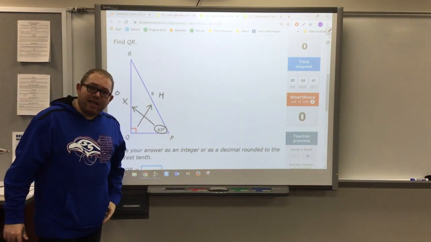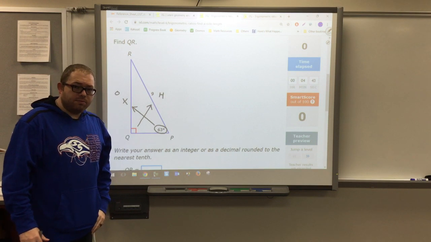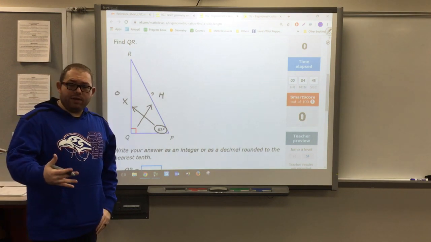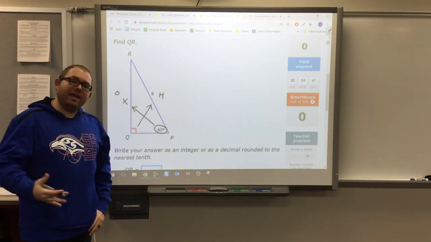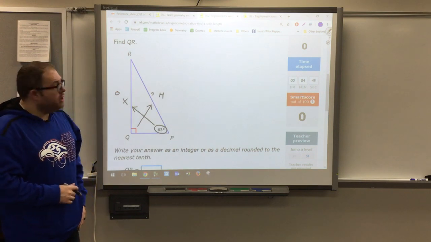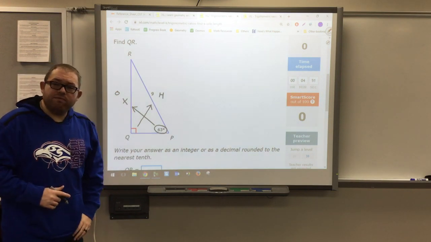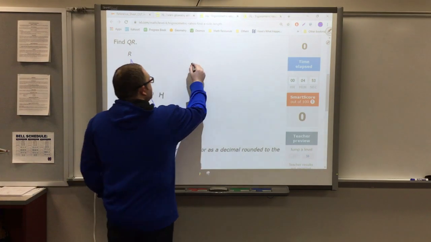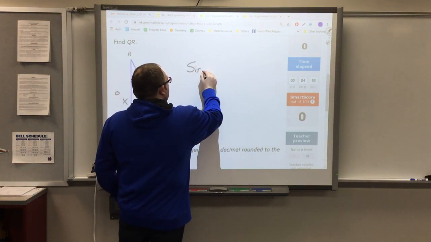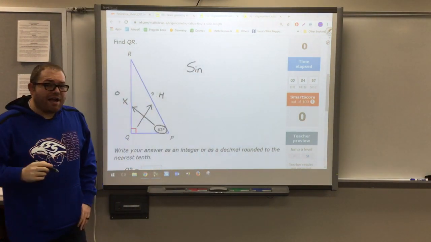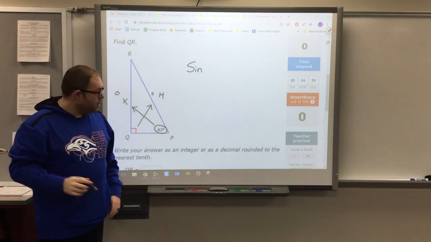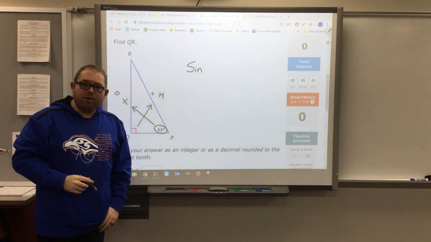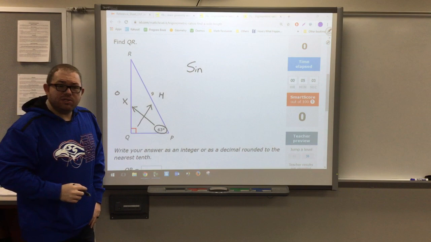Here is how you're going to set up each of these problems. First, you're going to write down either sine, cosine, or tangent, depending on which one you've chosen. In this case, we've chosen sine. Directly after sine, cosine, or tangent, you're going to place your angle measurement. In this case, it was 63.